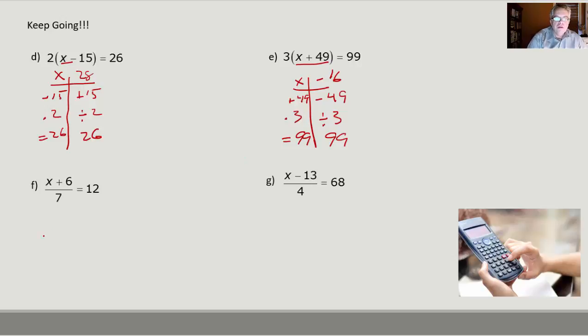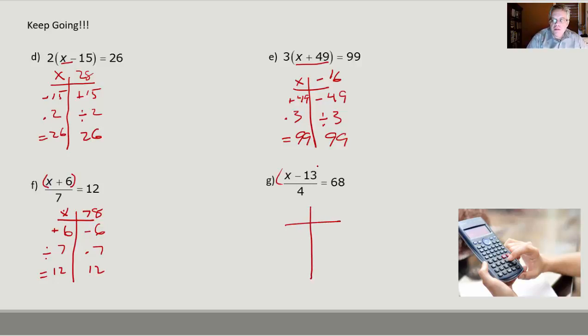Alright, very good. This one, this is kind of odd one. This division bar is kind of like a grouping symbol. It's almost as if we have parentheses there. If we put in a number for x, we'd have to add 6 first and then divide the whole thing by 7. Okay, so here we go. X, we're adding 6 first, then we're dividing by 7, and we're supposed to end up with 12. So we go backwards. We're going to do 12 times 7 minus 6. If you did that, you should get 78. All right, try this one.